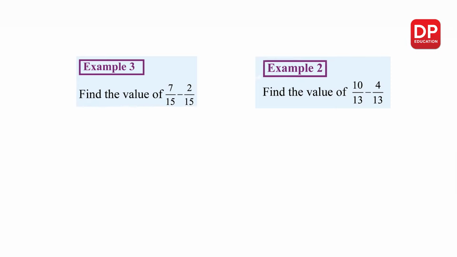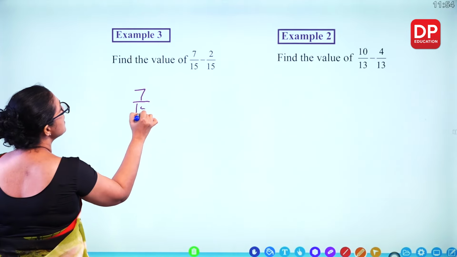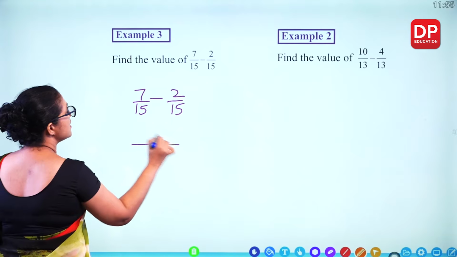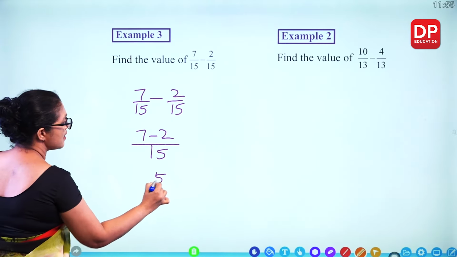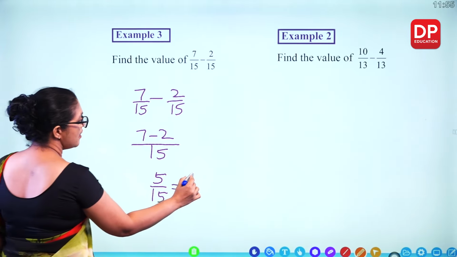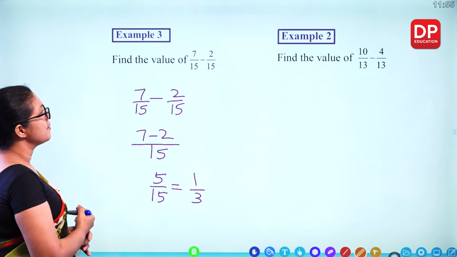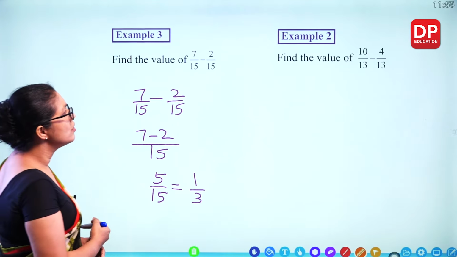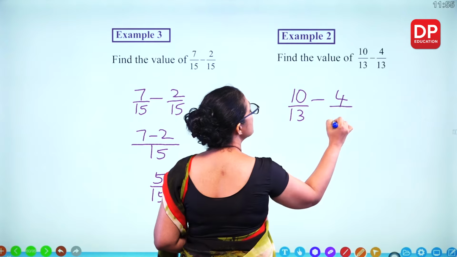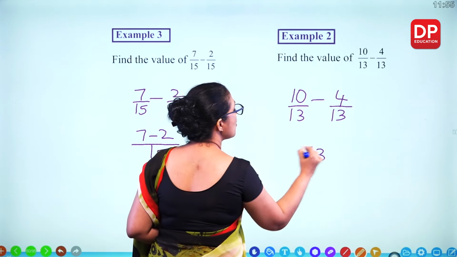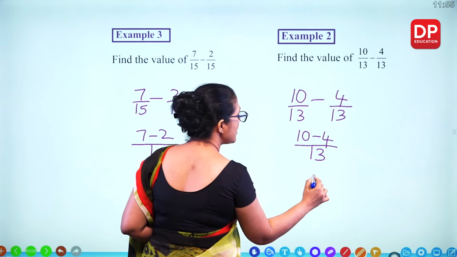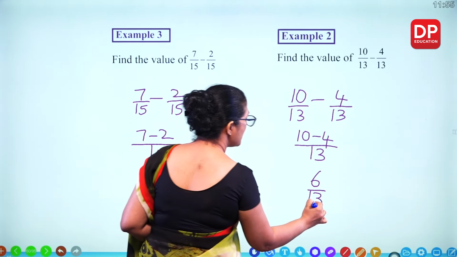Example 3. Find the value of 7/15 minus 2/15. Same denominator, just subtract the numerators. 5/15. Now you can simplify. Divide by 5, you get 1 and 3. Example 2. Find the value of 10/13 minus 4/13. 13 is the common denominator. That's the same. So subtract the numerators. 10 minus 4 is 6. 6/13.